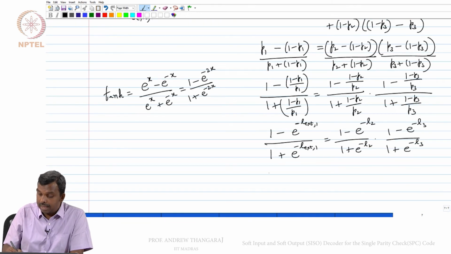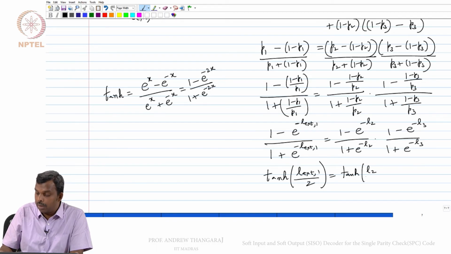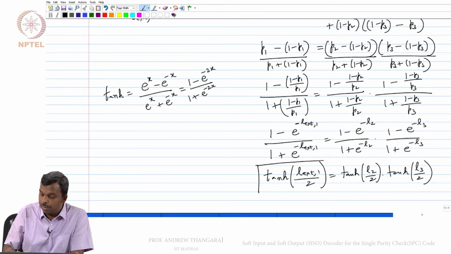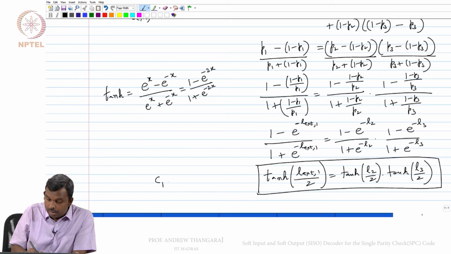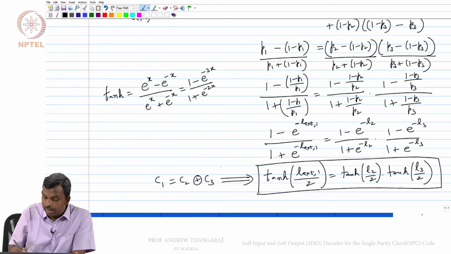So once you notice that, you will see that this product is just the tanh of Lext1 by 2 equals tanh of L2 by 2 times tanh of L3 by 2. Okay, so this is a very famous formula for XORs. So if you have C1 equals C2 XOR C3, it results in this tanh rule. Okay, so you can call it the tanh rule.